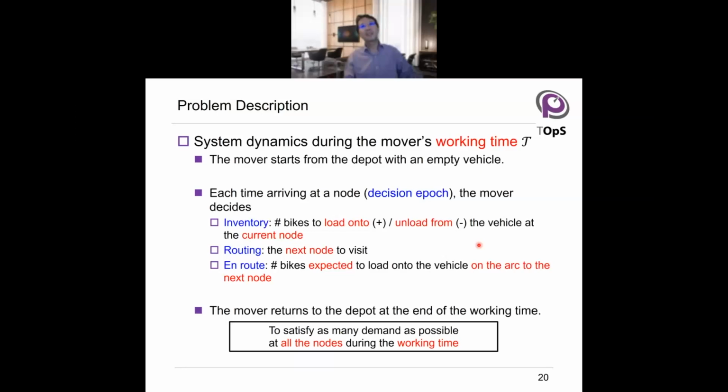Here we put expected because sometimes you see there are 10 bikes along the arc, but when the mover travels along the arc, users may have taken some bikes away. So the mover can only have an expectation on the number of bikes to load. And the goal for the mover during the whole shift is to satisfy as much demand as possible at all the gathering points. Again, the mover does not intend to satisfy demand along the arcs.